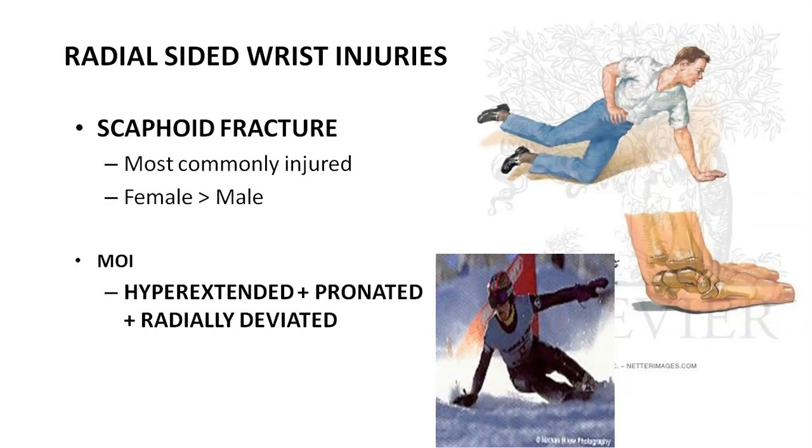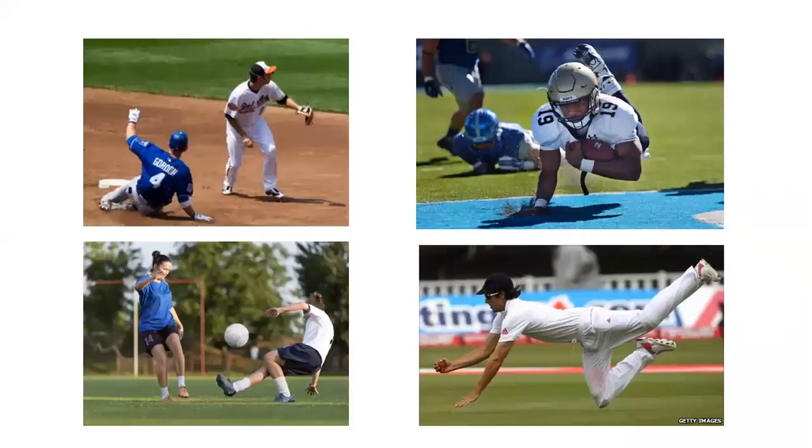Among the carpal bone fractures on the radial side, the scaphoid fracture is the most common, and in the literature it is revealed that it's more common in females as compared to males. Different sports which have the risk of falling on the outstretched hand with this mechanism, hyperextension, pronation, and radial deviation, will increase the risk of this scaphoid fracture. These are some of the sports activities in which this mechanism occurs.